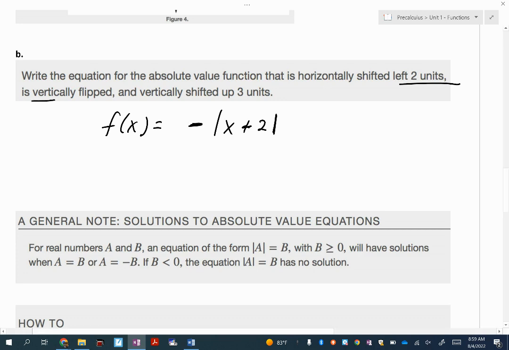If this had said horizontally flipped instead of vertically flipped, then the x that's inside the absolute value would have to have the negative. So the negative would go right inside next to the x. But it doesn't. It says vertically flipped. So we're going to put the negative outside. And then 3 units up will be that plus 3. So this is the answer.